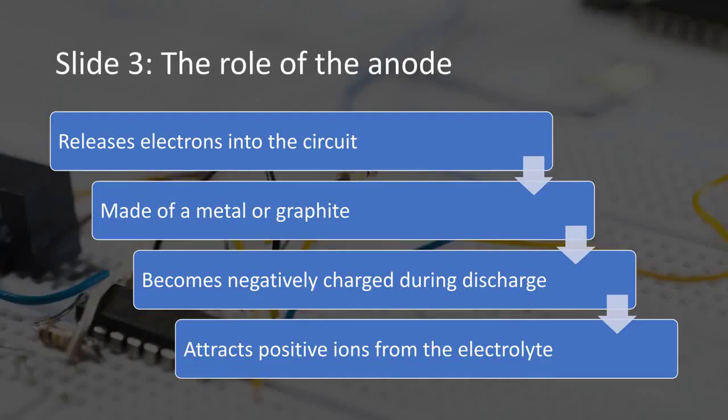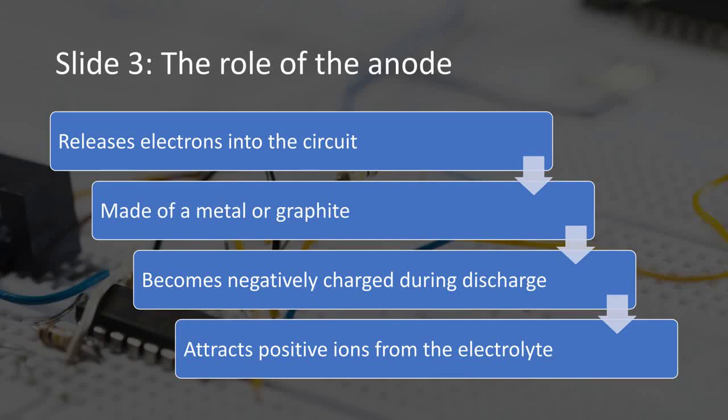In this slide, we will be discussing the role of the anode in a battery. The anode is the negative electrode of the battery and is responsible for releasing electrons into the circuit during the discharge process. The anode is usually made of a metal or graphite, which are materials that can readily release electrons.